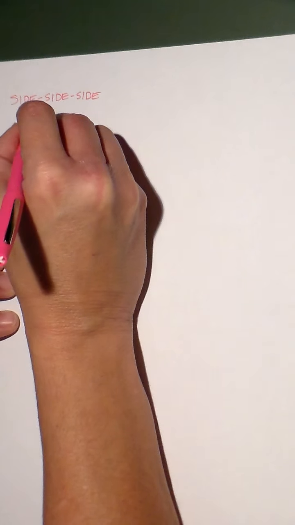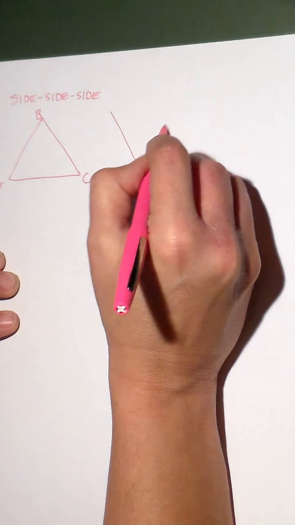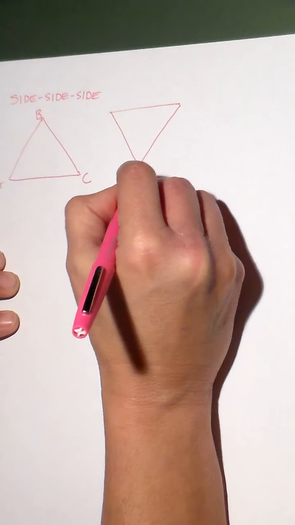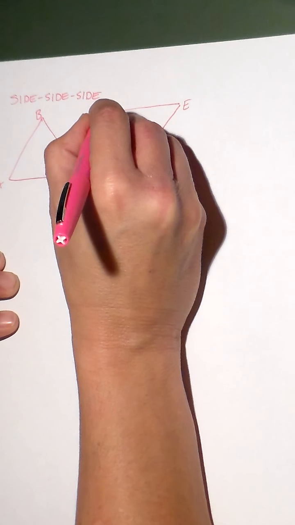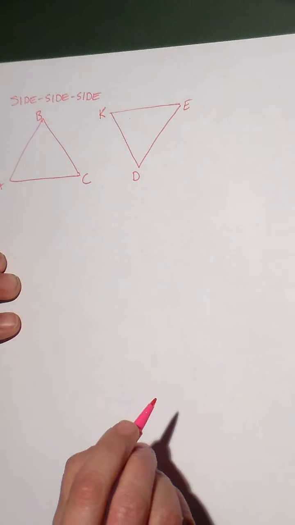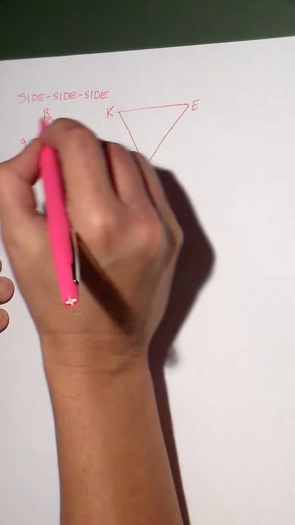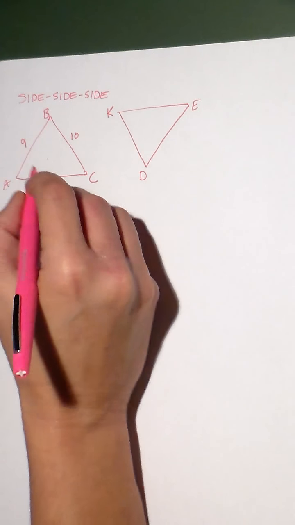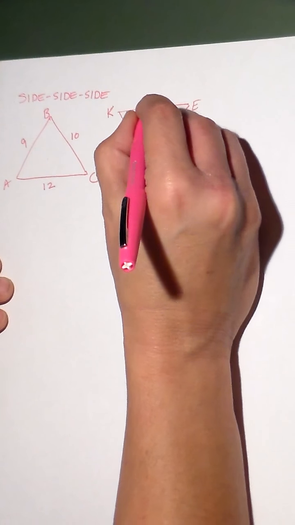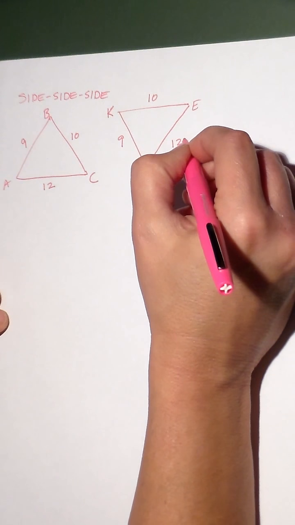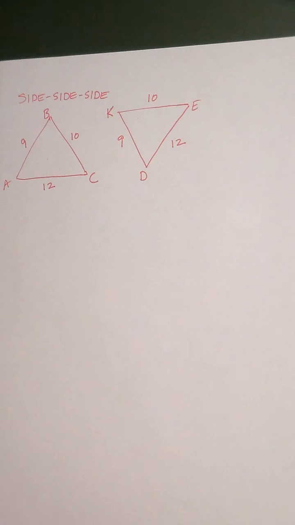So I'll make this triangle ABC, because I'm real original. And let's make this one triangle DEF. Again, because, or actually, let's live on the wild side. DEK. Tricked you there, didn't I? So let's say that this is 9, and this is 10, and this is 12. And over here on this one, this is 9, and this is 10, and this is 12. And I want to know how these triangles are congruent.